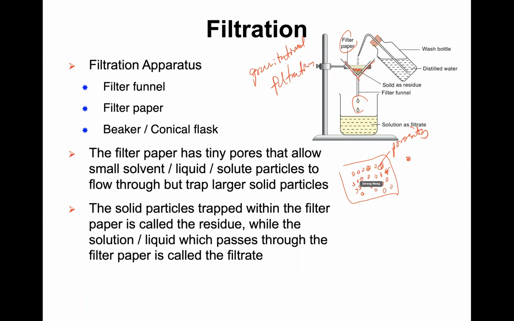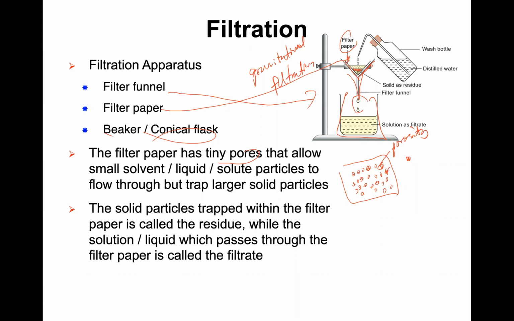Anyway, here you can see this is a funnel, right? That's a filter funnel. And then we have a filter paper put here. And then we can have a conical flask or beaker put here to collect the filtrate. And then after that, you use distilled water to wash them. So the filter paper has tiny pores, as I mentioned, that allow the small solvent and solute particles to flow through, right? And the solid particles will be trapped by the filter paper. We call them residues, right?